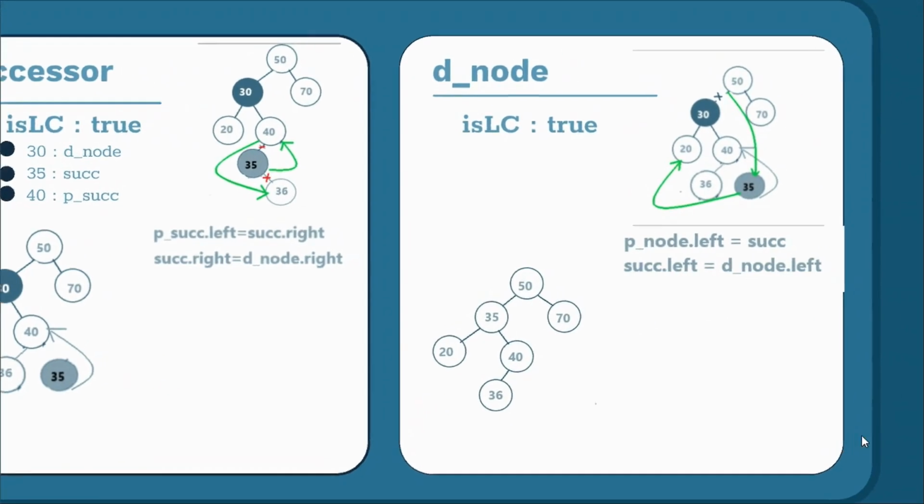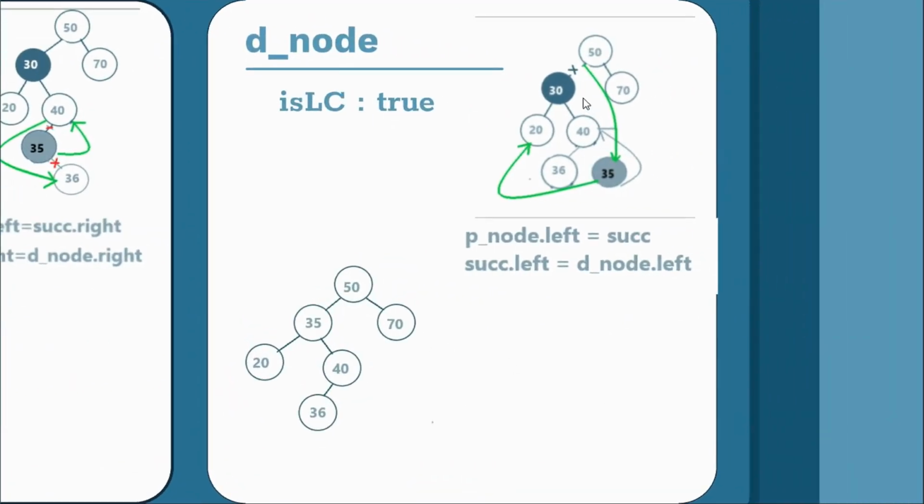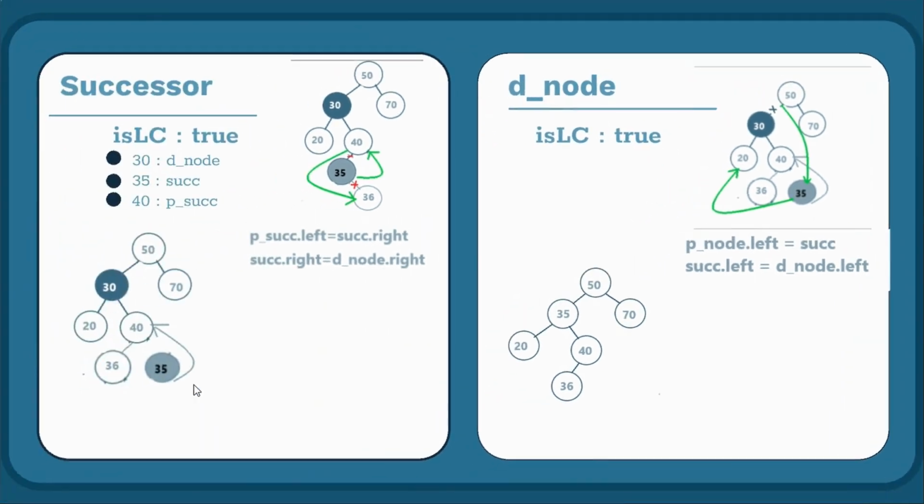Next, now we got this tree as deleteNode is a left child. So set parent node left to successor and set successor left to deleteNode left. These two statements we already wrote while calling the getSuccessor method, so we will not be writing them again.